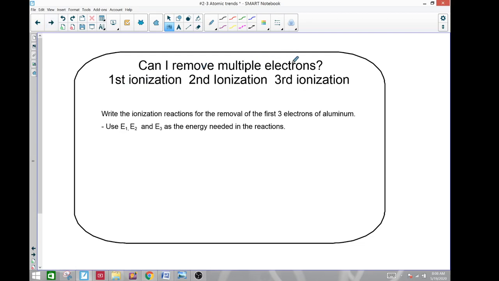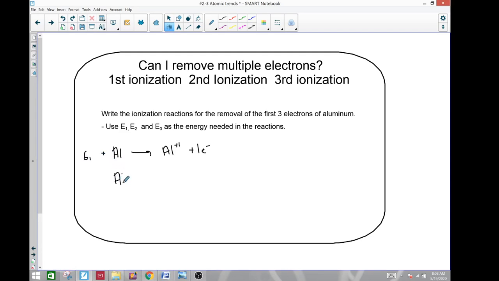You can remove multiple electrons: first ionization, second ionization, third ionization, like I was just talking about a second ago. Yeah, you can. So for aluminum, aluminum goes to aluminum plus one electron. This is the equation, and we're going to add energy into this process. I'm going to call this E1.